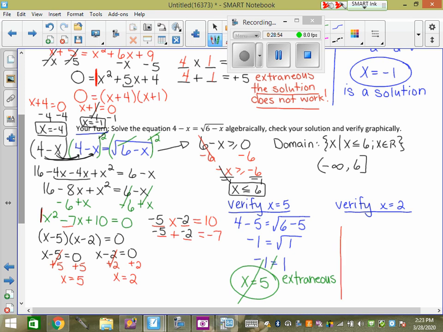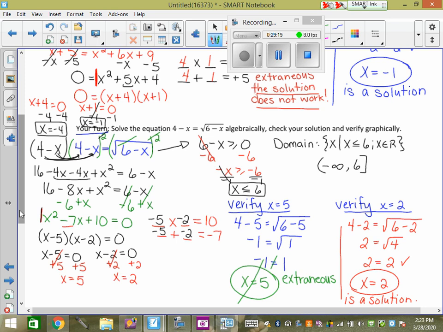x equals 2. 4 minus 2 equals the square root of 6 minus 2. 4 minus 2 is 2, equals the square root of 4. 2 equals the square root of 4, which is 2. Yes, so this one works. x equals 2 is a solution.